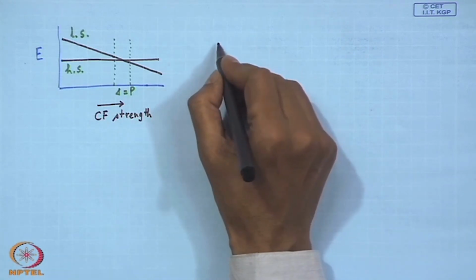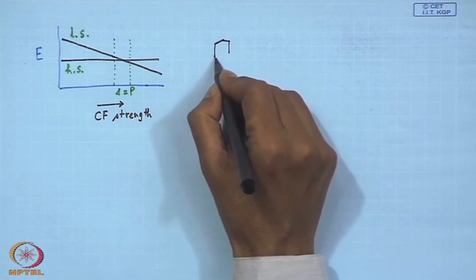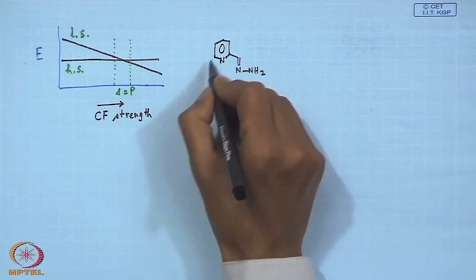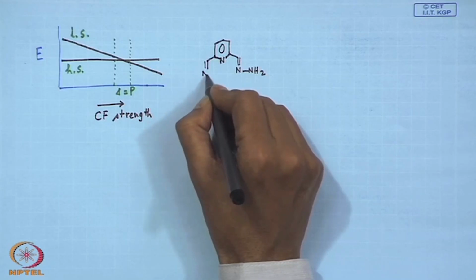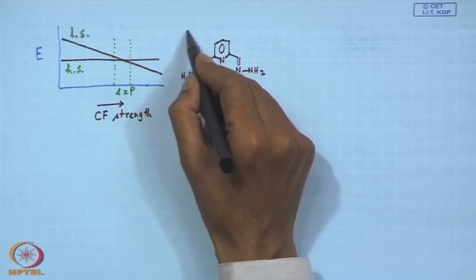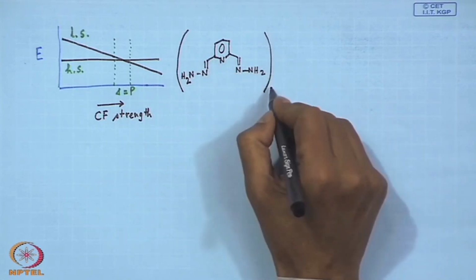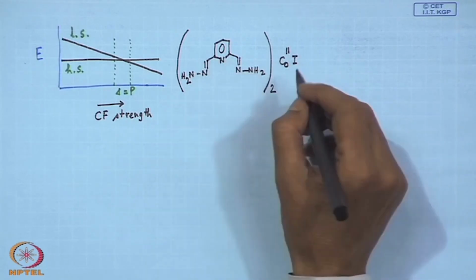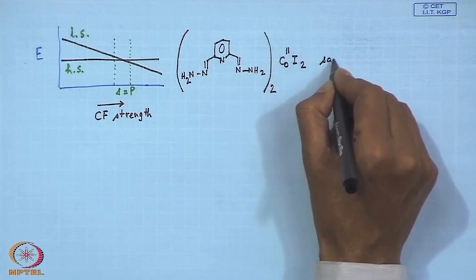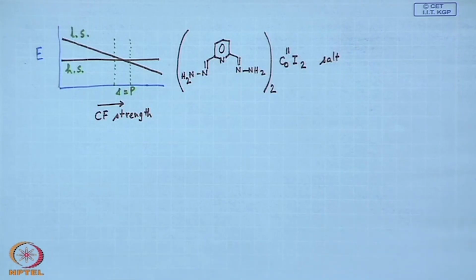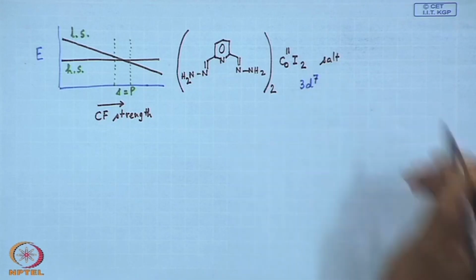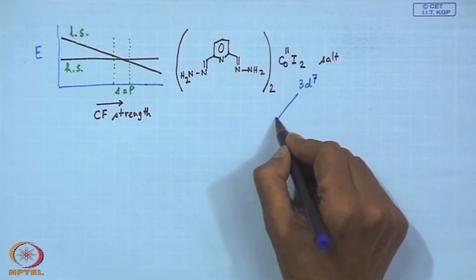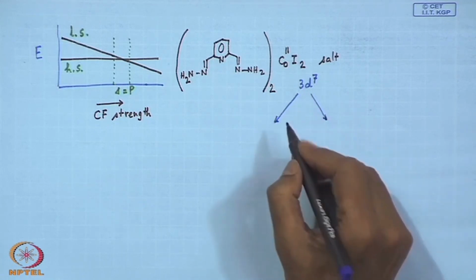The corresponding value can also be obtained if we see another example, which is the hydrazone derivative of pyridine 2,6 dialdehyde, which gives rise to the corresponding complex with cobalt 2. Since this ligand is a neutral one, we have the corresponding cobalt iodide salt. This one has a 3d7 electronic configuration, and as we all know, in this particular case also we can have two configurations, one is the low spin, another is the high spin.